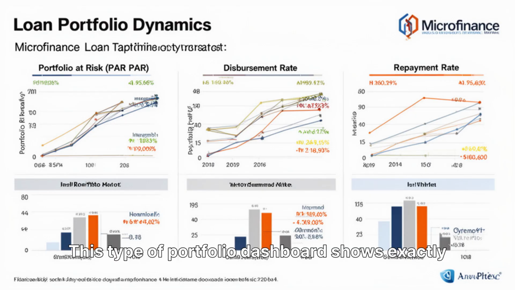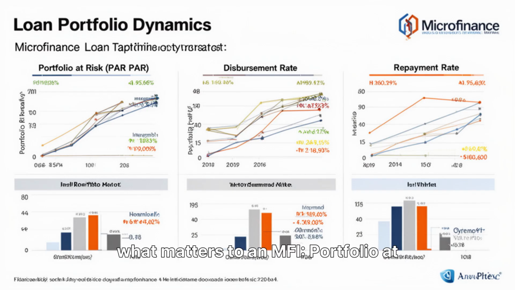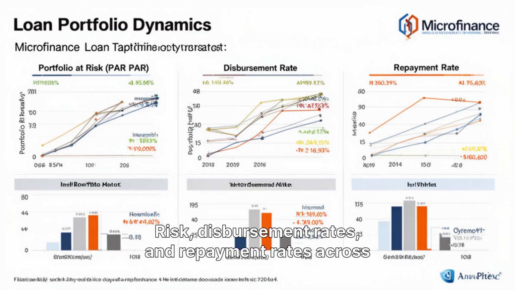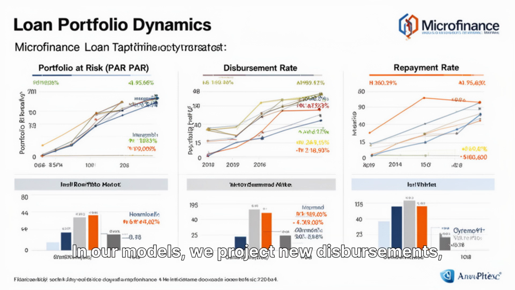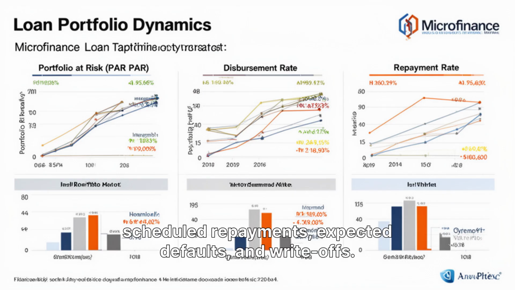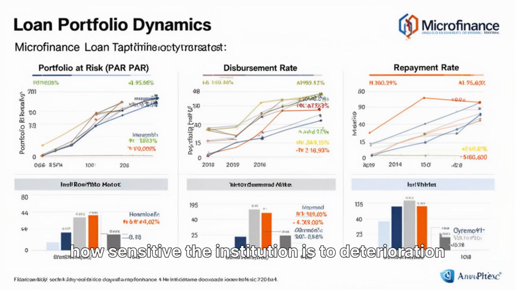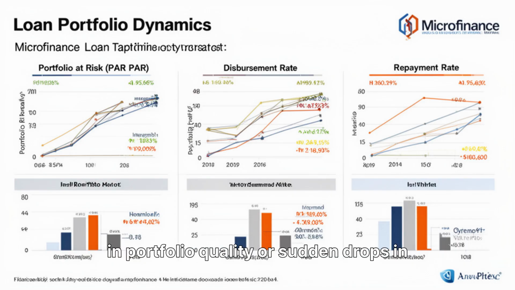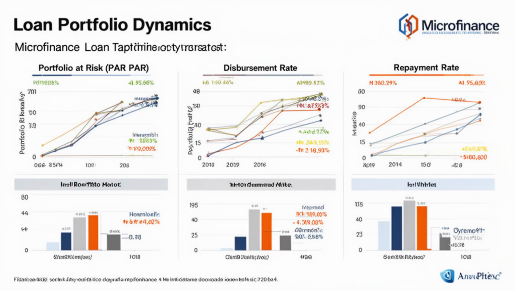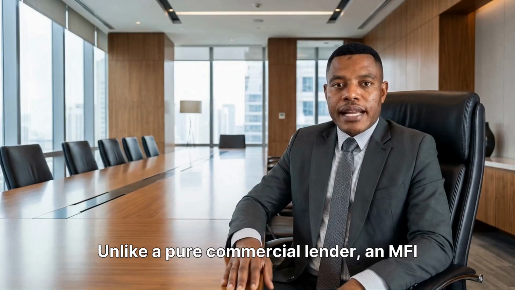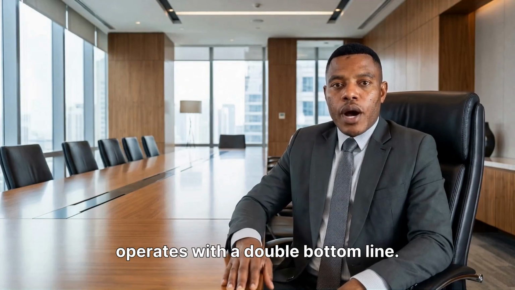This type of portfolio dashboard shows exactly what matters to an MFI: portfolio at risk, disbursement rates, and repayment rates across time. In our models, we project new disbursements, scheduled repayments, expected defaults, and write-offs. By adjusting these drivers, we can test how sensitive the institution is to deterioration in portfolio quality or sudden drops in disbursement volumes. Unlike a pure commercial lender, an MFI operates with a double bottom line.